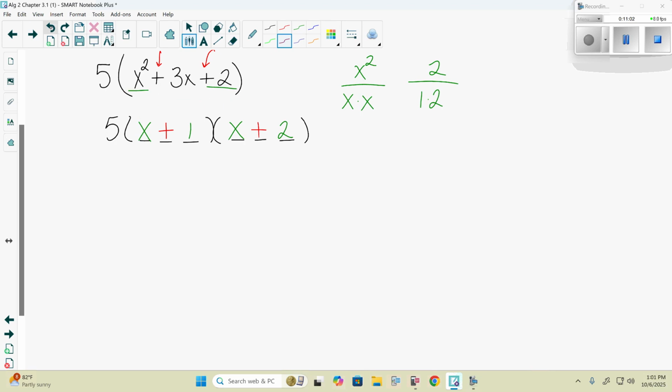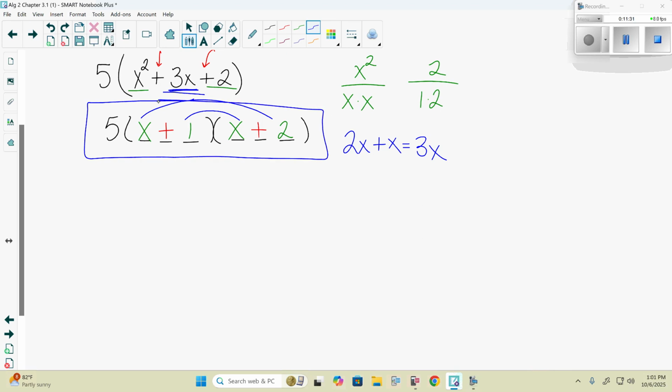The one that really we need to be checking for is the middle term. And we get that from our first and last and our inner and outer. x times 2 is positive 2x. 1 times x is positive 1x. And 2x plus x is 3x. Is that the middle term we wanted? Yes. So x plus 1 times x plus 2 are the factors of this here. This is it in factored form.